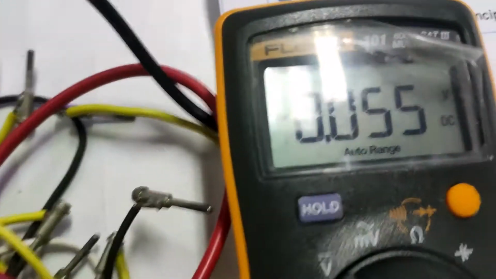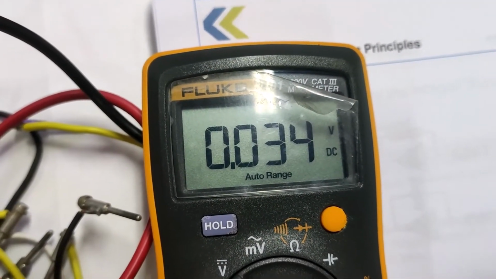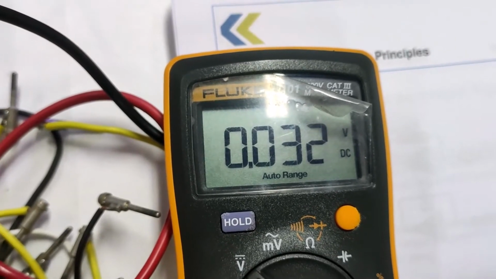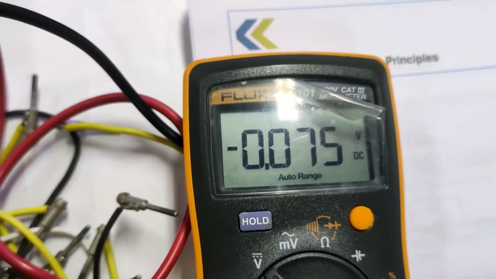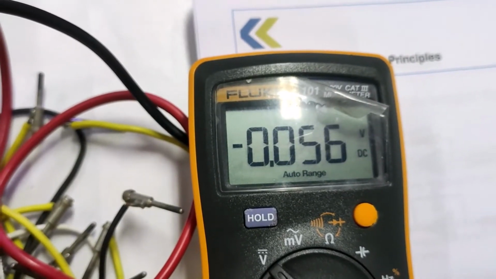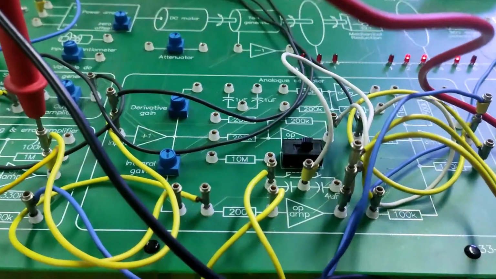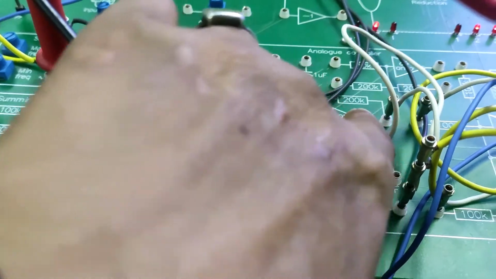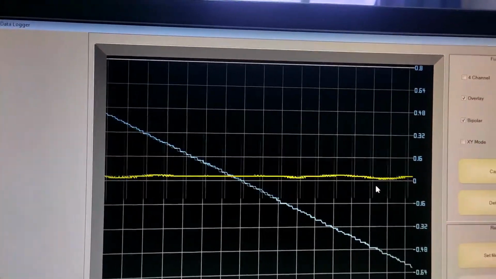That error voltage you can see on this multimeter. It is fluctuating within this range, 0.32, and the maximum will be 0.82 volt. Now if you add the integral controller on this signal, then you can see the integral controller effect on this signal.